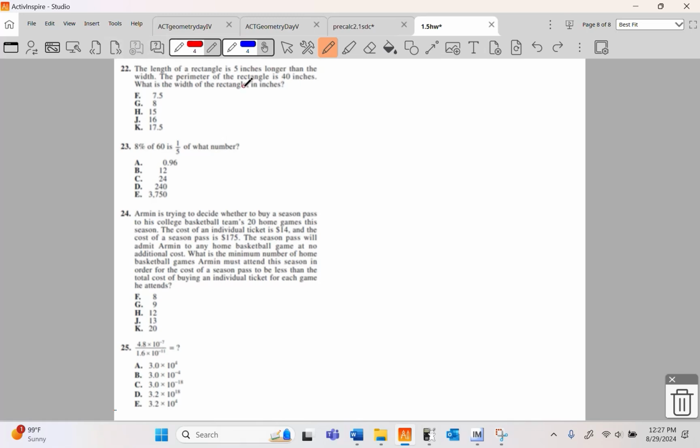The length of a rectangle is 5 inches longer than the width. The picture is worth 1,000 words, and your good test takers are drawing. Your bad test takers are not. Let's see here. We have a rectangle. It has length and width. We'll call the width W. The length is the width plus 5. That all comes from the text.